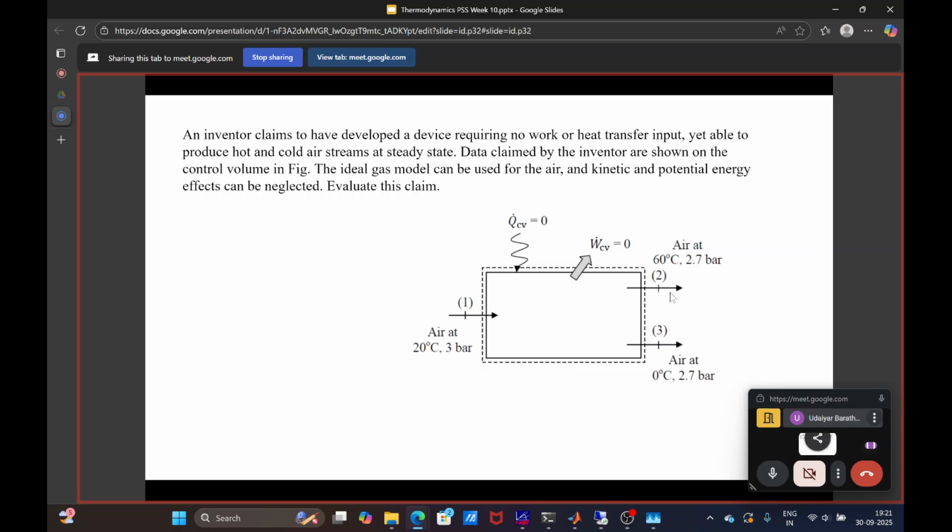So one part of the air is getting heated up and one part of the air is getting cooled. Since the air is getting split, because of mass balance, m1 should equal m2 plus m3, and we need to evaluate whether this kind of process is possible and whether it will violate the second law. That's what we have to evaluate.